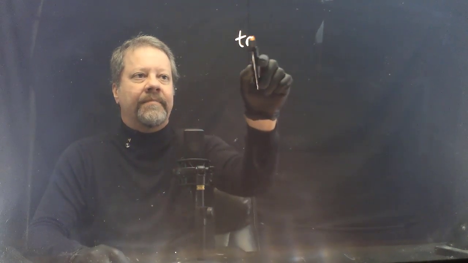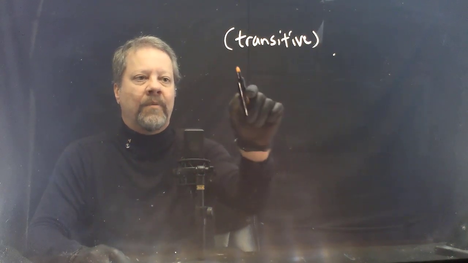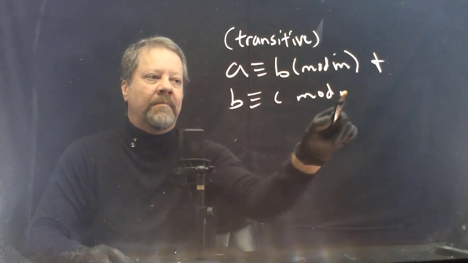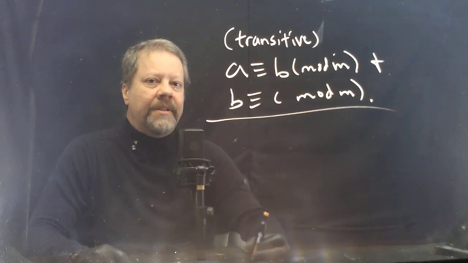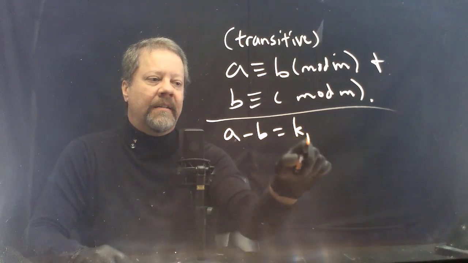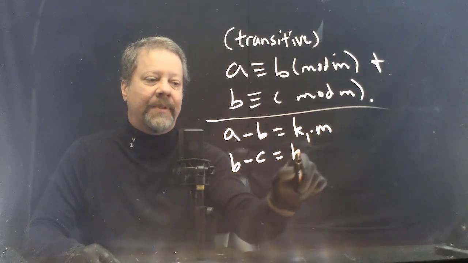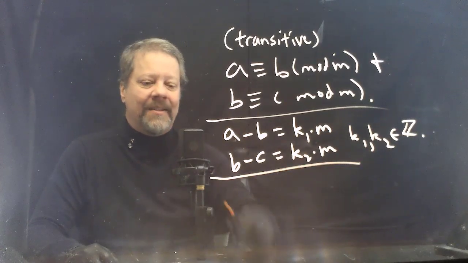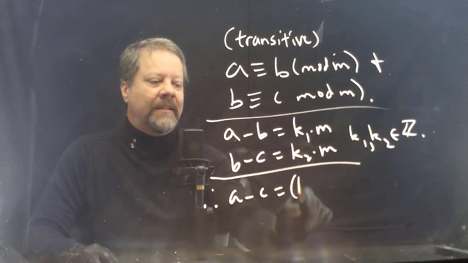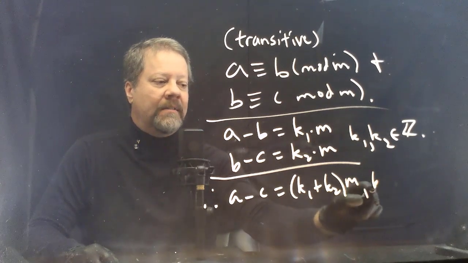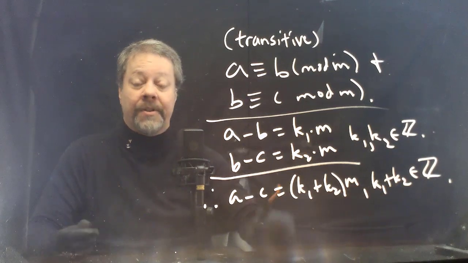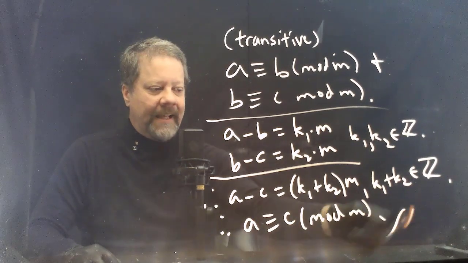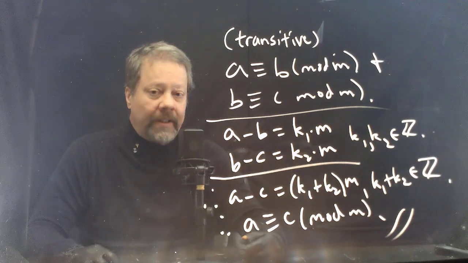And so we check transitivity, where we assume A is equivalent to B mod m and B is congruent to C mod m. Does this necessarily imply that A is congruent to C mod m? Well, A minus B will be k1 times m, and B minus C is equal to k2 times m, where k1 and k2 are some integers. Well, what happens if we add these? If you add them, the B's will cancel, and we'll have k1 plus k2 times m, where k1 plus k2 is an element of the set of integers because the integers are closed under addition. Therefore, A is equivalent to C mod m. That completes the proof that the congruence mod m is an equivalence relation.